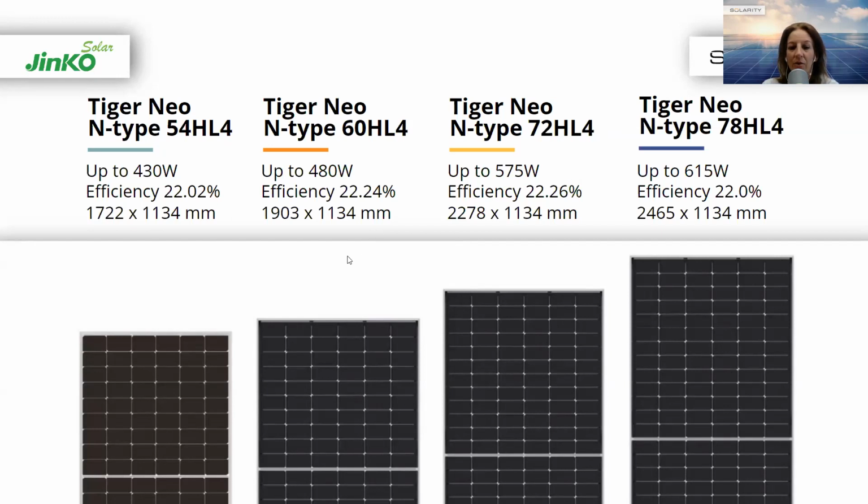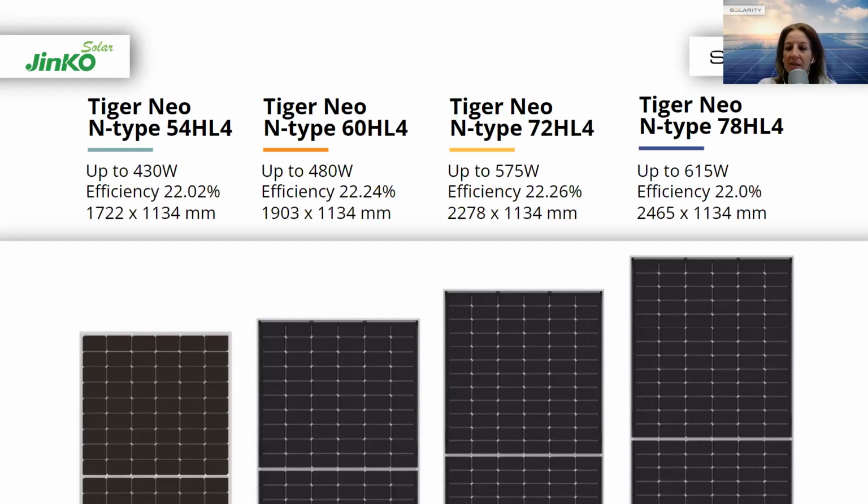The next in the row is coming up to 480 watt peaks. It's coming with 60 cells, so it's with a silver frame, efficiency 22.24%, very nice as well. A little bit bigger, mostly for residential projects, are the 72 cells, where the power output available is up to 575.